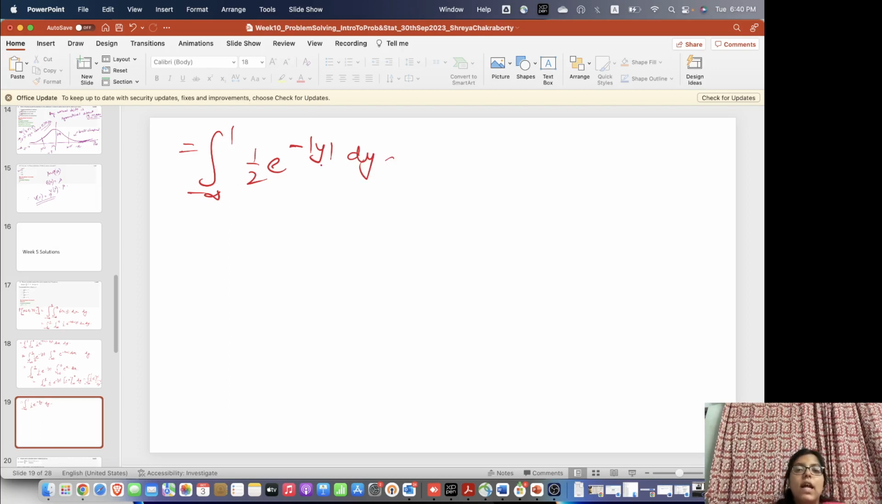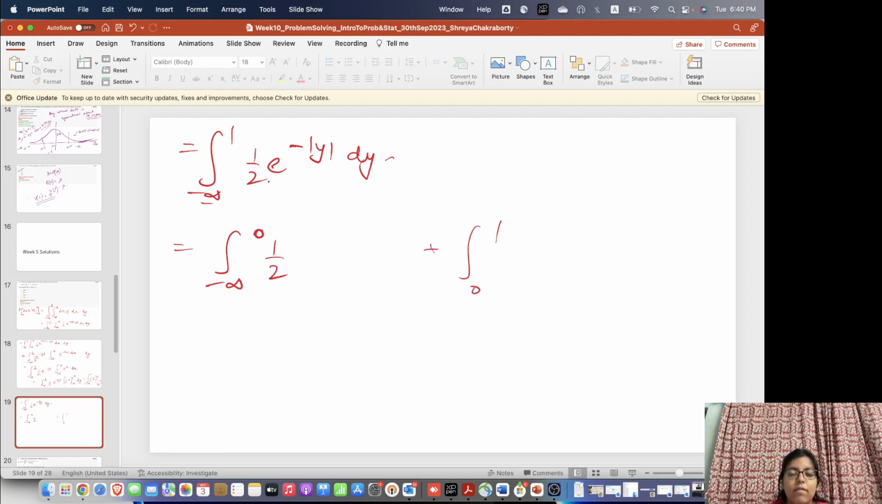Alright, now we have to break this range minus infinity to 1. Here y can take negative values, and mod y can take positive values as well. So we are going to break it down into positives and negatives. So this will be integration minus infinity to 0 plus 0 to 1.